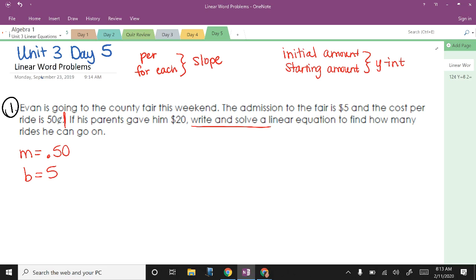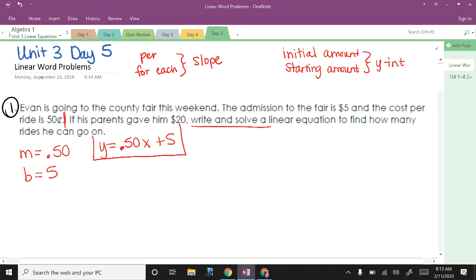m and b. So y equals 0.50x plus 5. Now, if you want to put 0.5 instead of 0.50, isn't that the same thing? You don't have to put 0.500. I just did it because it's 50 cents, so I'm making it look like dollars and cents. Does that make sense?